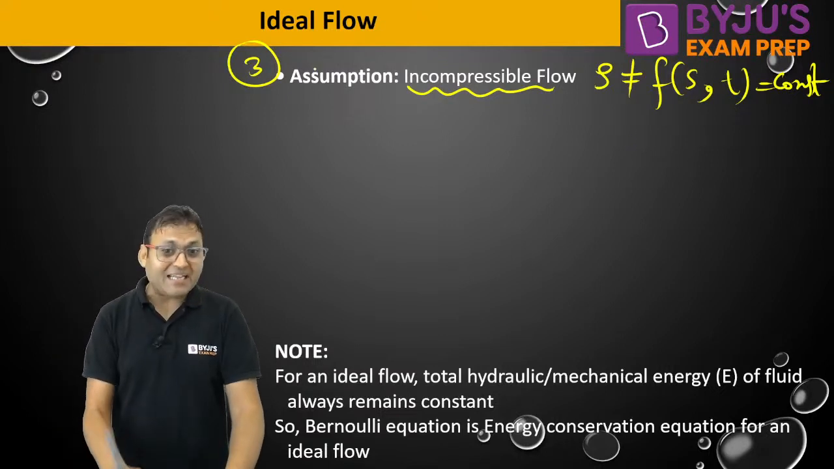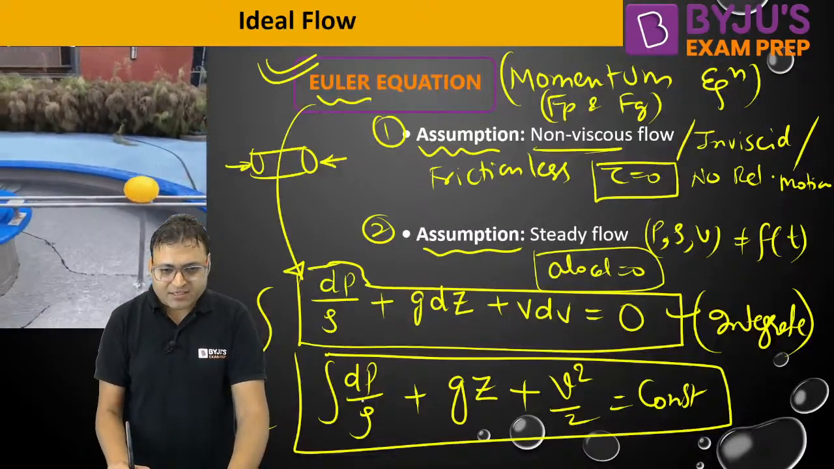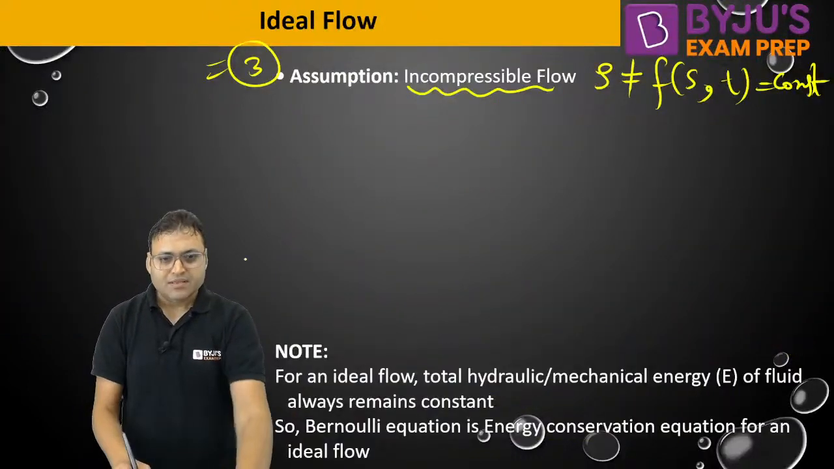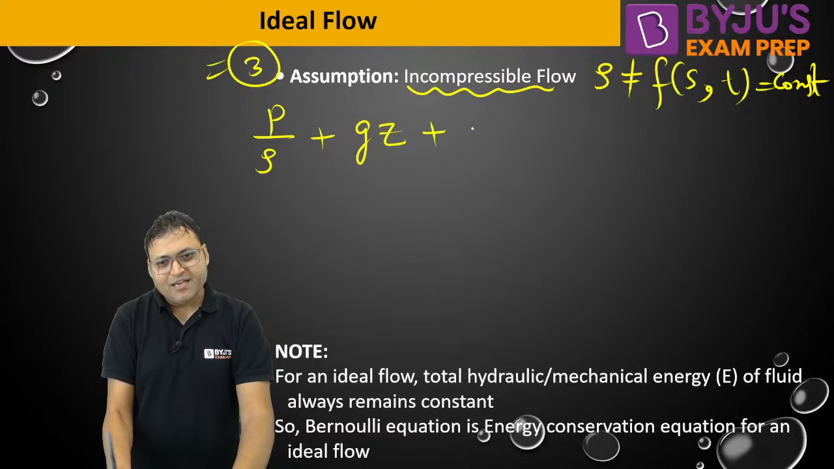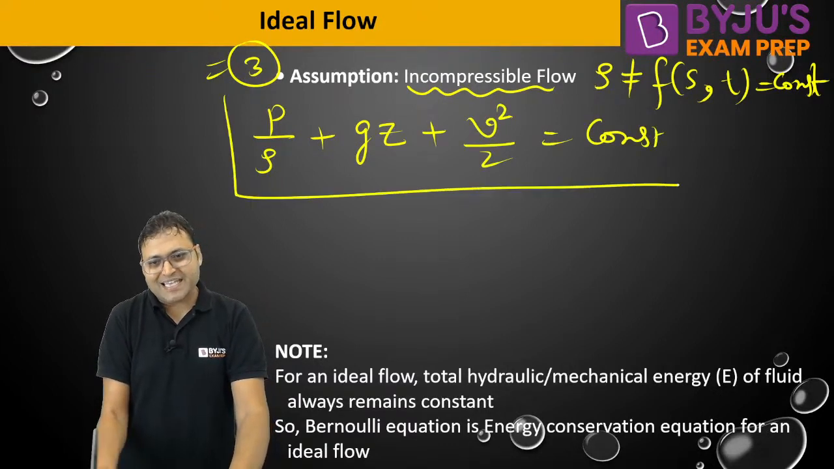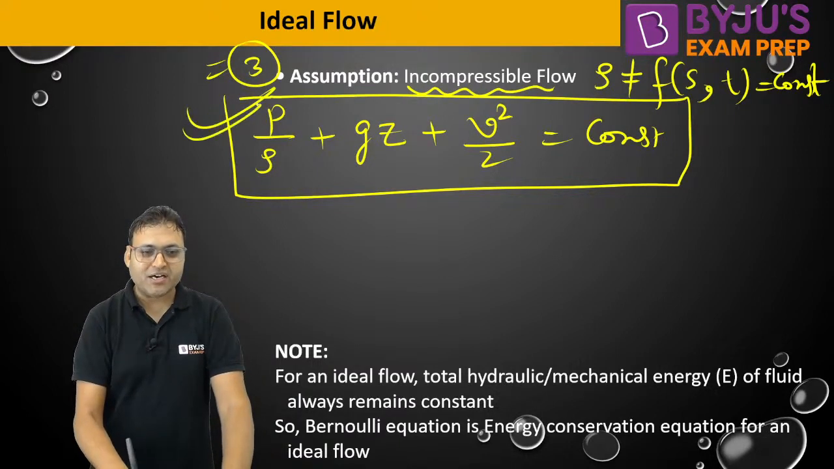Now, if we add the third assumption, then rho can be taken outside the differentiation. Then we will get p by rho plus gz plus v square by 2 is equal to constant. This expression is nothing but Bernoulli equation. This is called Bernoulli equation.